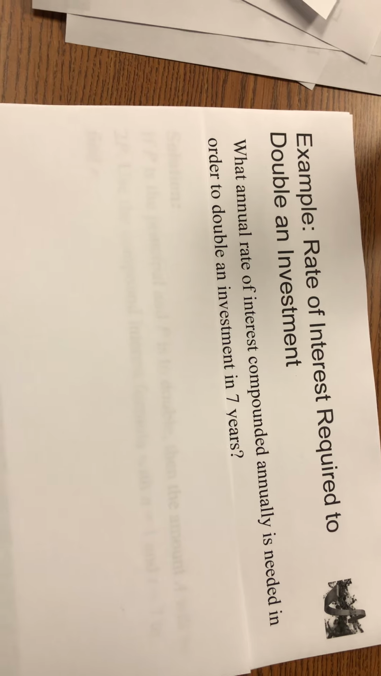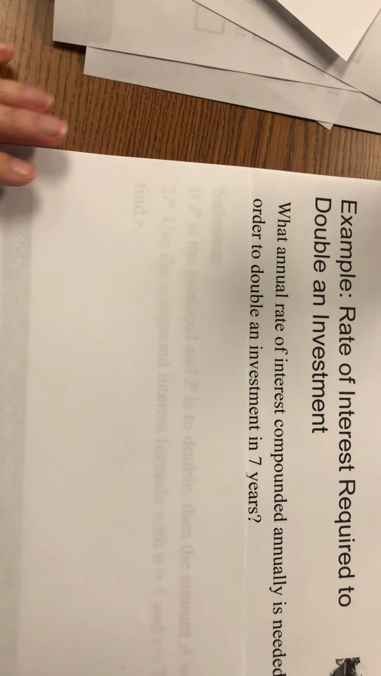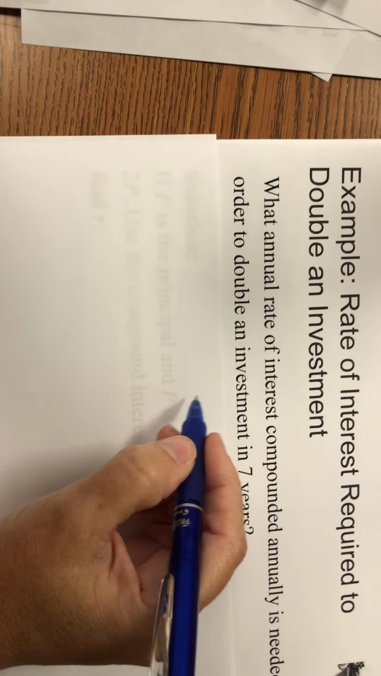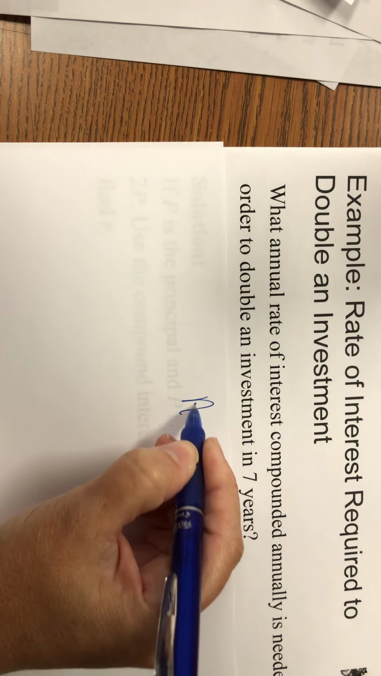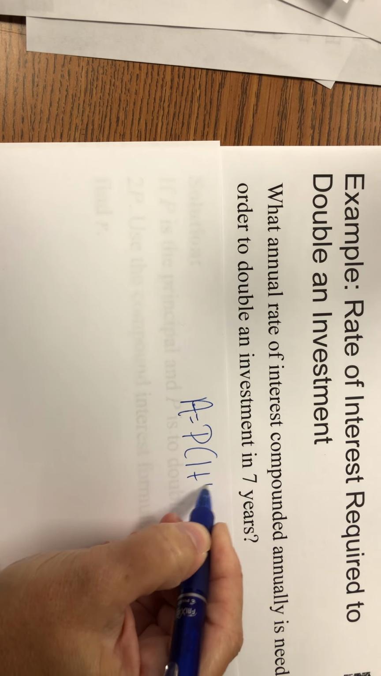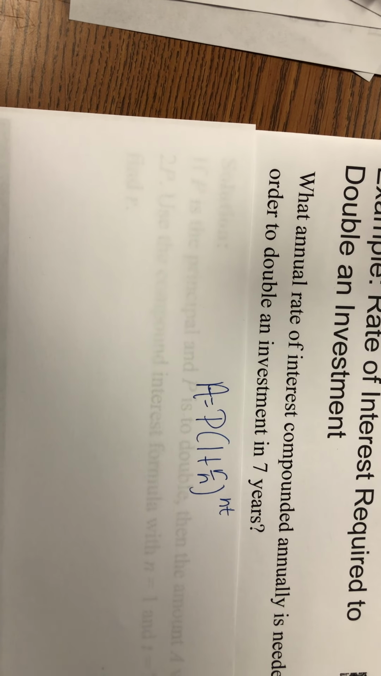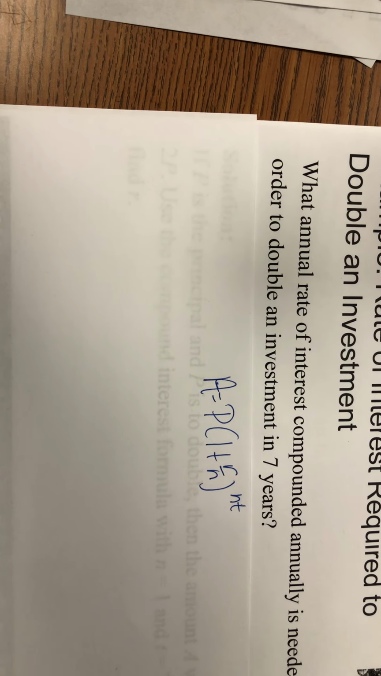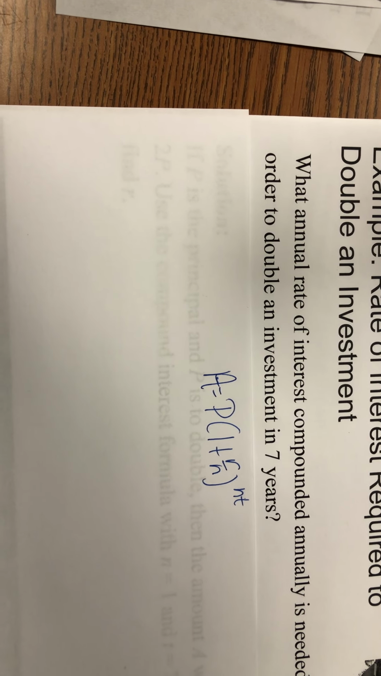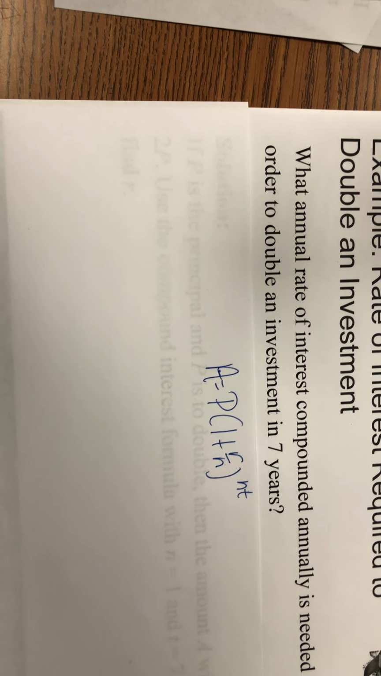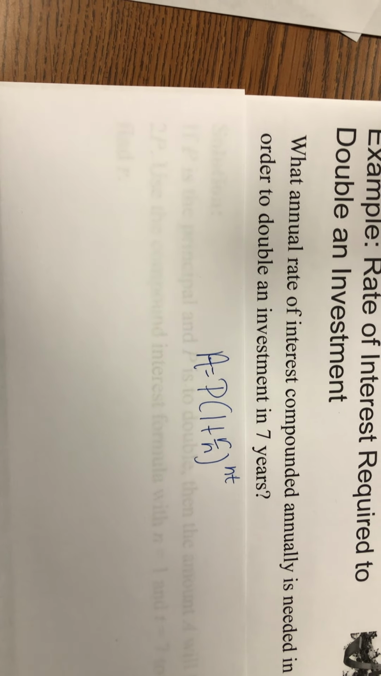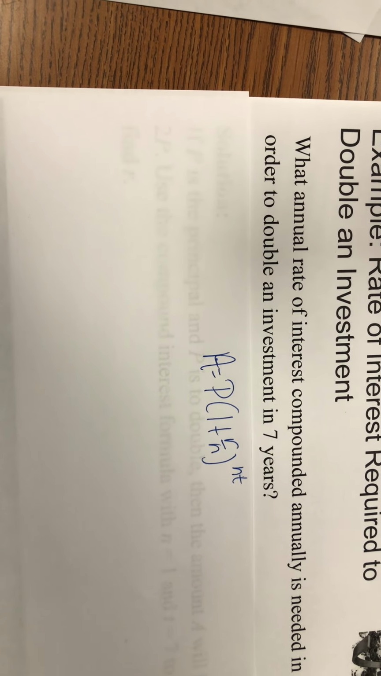Okay, so looking at this very first problem here, it says, what annual rate of interest compounded annually is needed in order to double an investment in 7 years? So this is compounding annually. So we're going to have A, which is the total amount, equals P times (1 plus R over N) to the NT. You see, we're not looking for the principal, okay? We don't even need the principal in order to solve this problem. So we don't have to use our new formula that we just wrote down with the negative exponent. We just need the original compound interest formula.